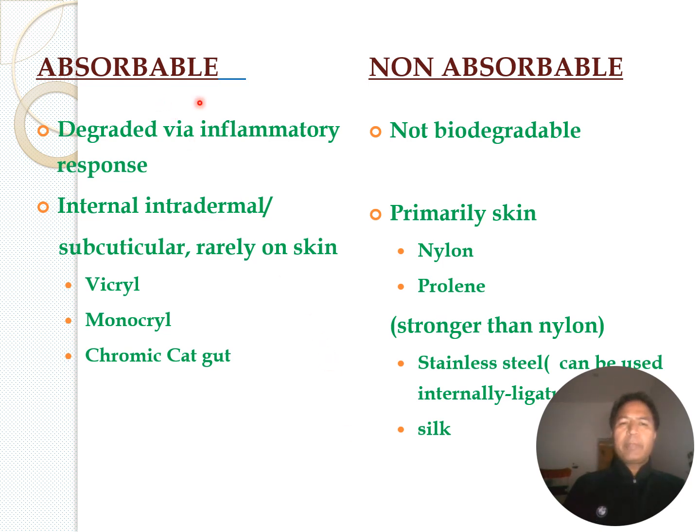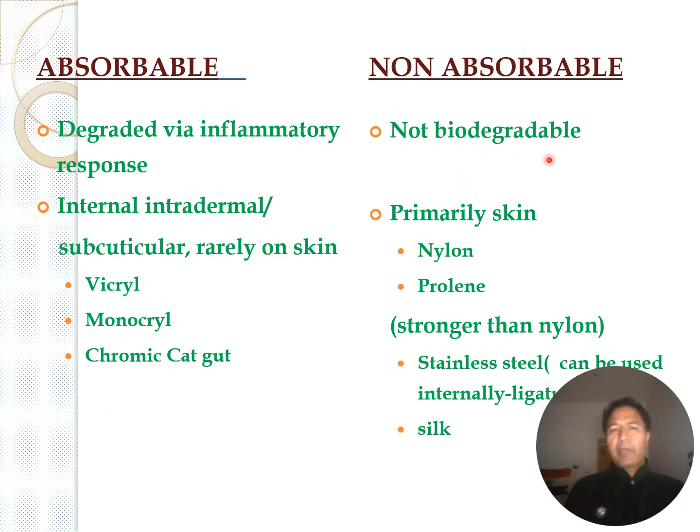Now we have absorbable and non-absorbable. Absorbable sutures are degraded via inflammatory response. Non-absorbable is not biodegradable. Absorbable sutures are used internally, intradermal, subcuticular, and rarely on skin; we don't use absorbable on skin. We have Vicryl, monocryl, and chromic catgut.